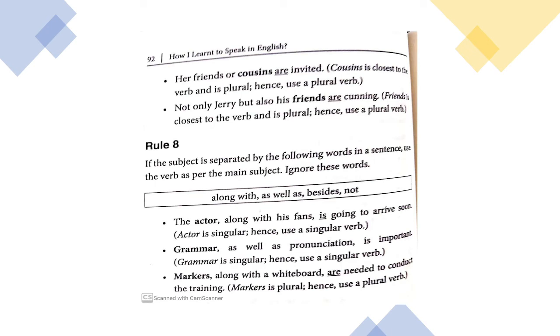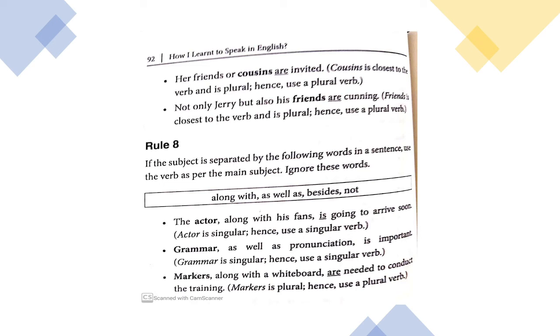Her friends or cousins are invited. Here cousins is closest to the verb and is plural, hence use the plural verb. Last example of this rule number 7. Not only Jerry but also his friends are cunning. So friends is closest to the verb and is plural, hence use the plural verb.